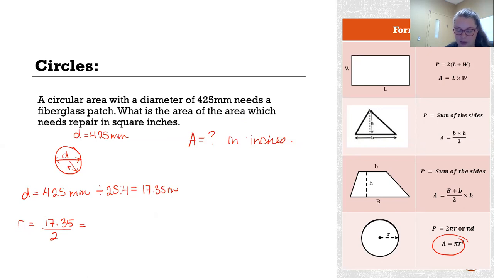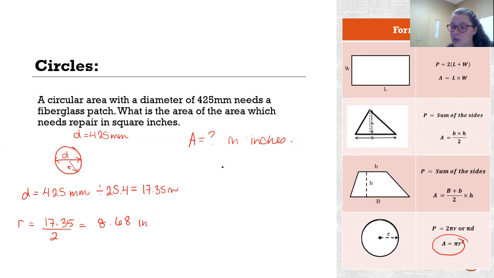And I'm getting a syntax error. It's always a good way to start the day. So we have 8.68. I'm going to round to that. 8.68 inches is our radius.